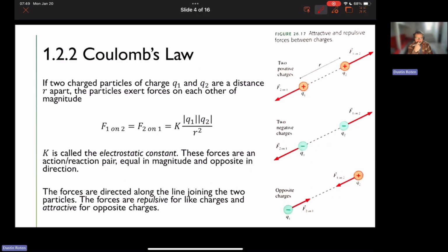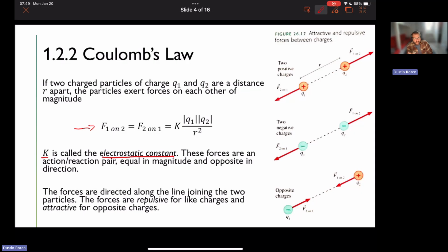All right, now we can actually put some math in here. If 2 charged particles, one of charge Q1 and the other of Q2, are a distance r apart, then these particles are going to exert a force on each other. And the magnitude of that force can be calculated with this equation right here. Now instead of that big G in gravity, we actually have K, which is the electrostatic constant.